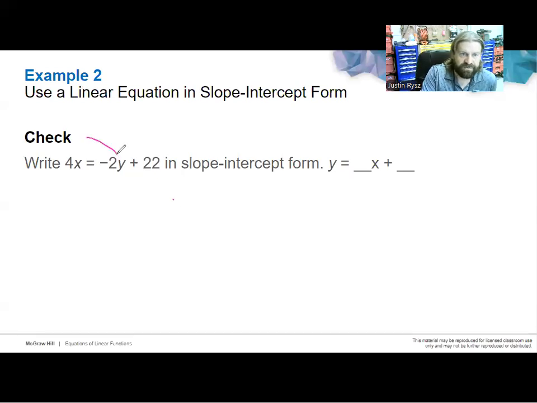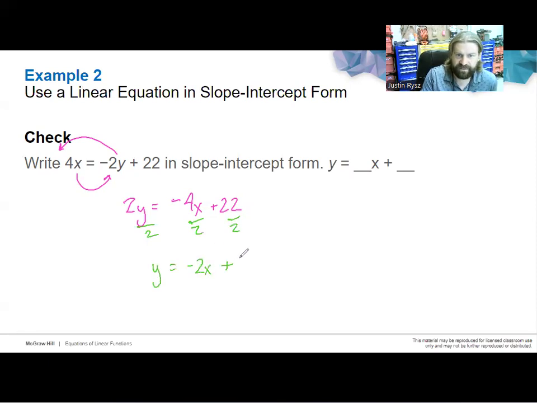All right, I'm going to move some things around. I'm going to move this 2y over here, so the negative 2y over there becomes a positive 2y. The 4x over on the other side becomes a negative 4x, and that 22 hangs out there. Next step, we would want to divide by 2, so we divide everything by 2, and we get y equals negative 2x plus 11. Okay. Should be good.